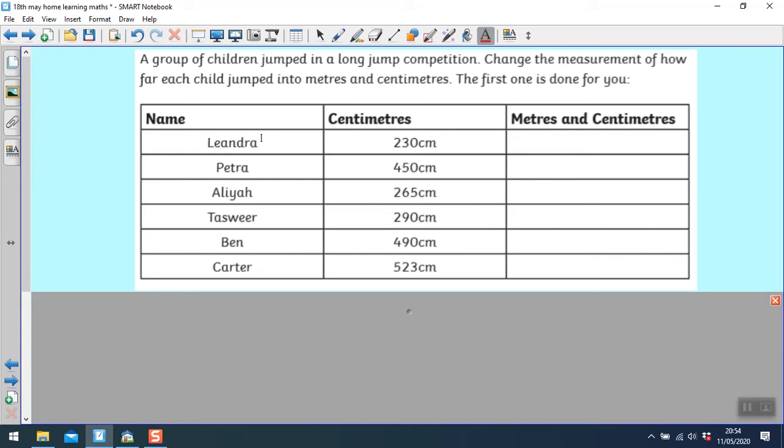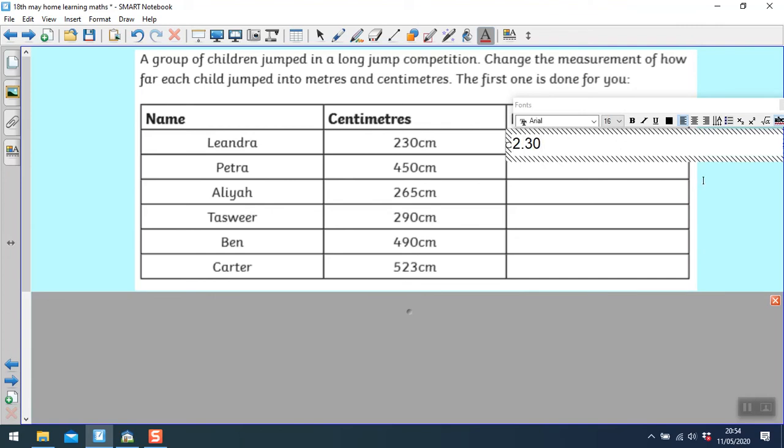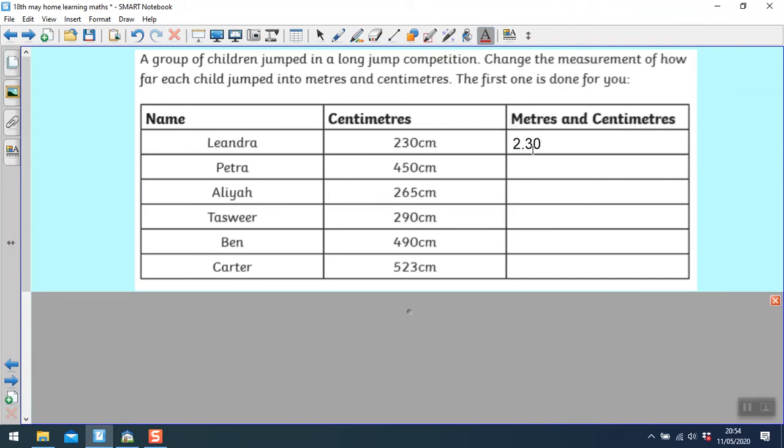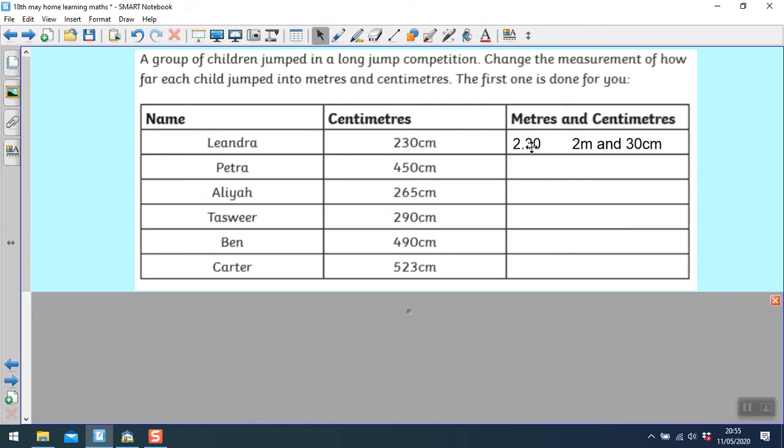So Leandra, she jumps 230 centimetres. To turn centimetres into metres and centimetres, we divide by 100. 200 becomes 2 ones, and the 30 actually goes after the decimal point. So it actually looks like 2.30 or 2.3. But 2.30 is going to help us here. What you write down is 2 metres and 30 centimetres. So that's just to help you think about it.